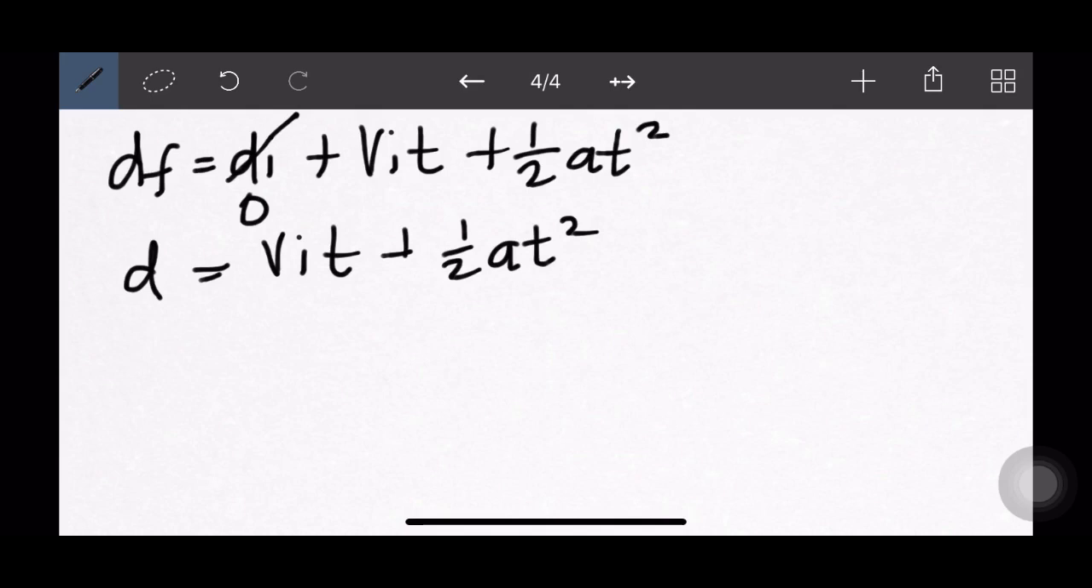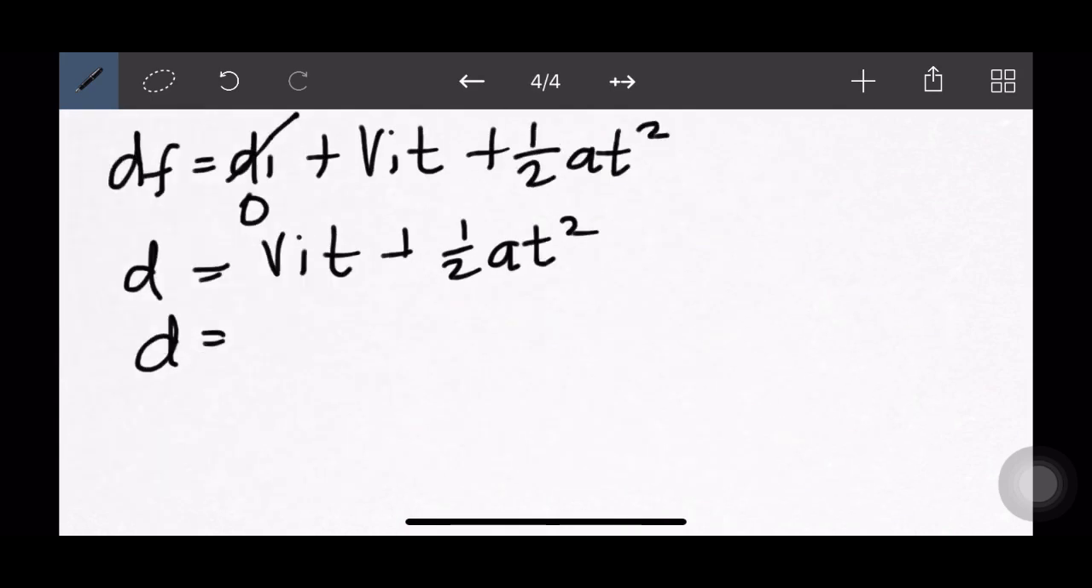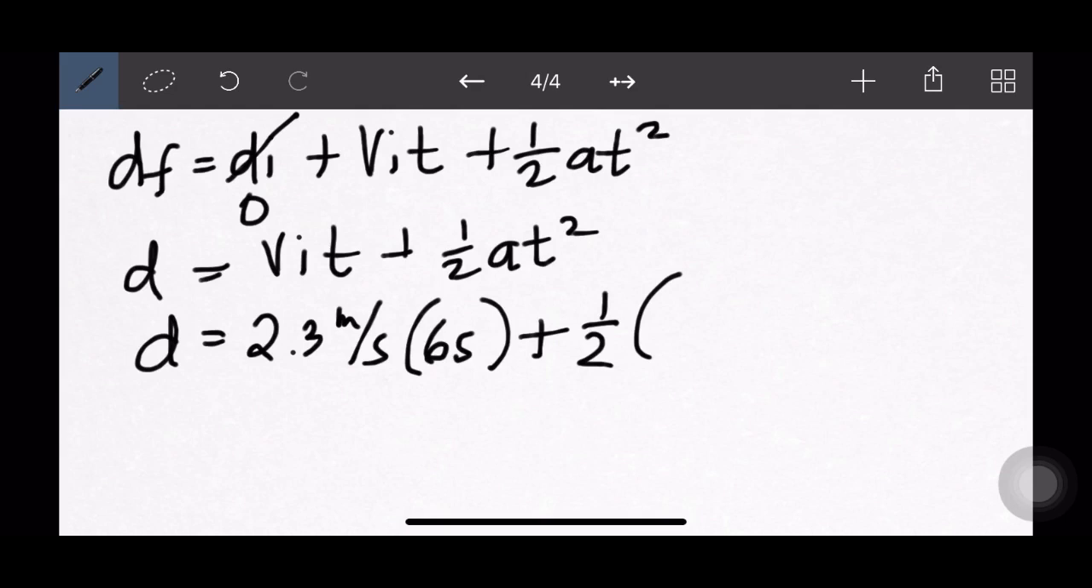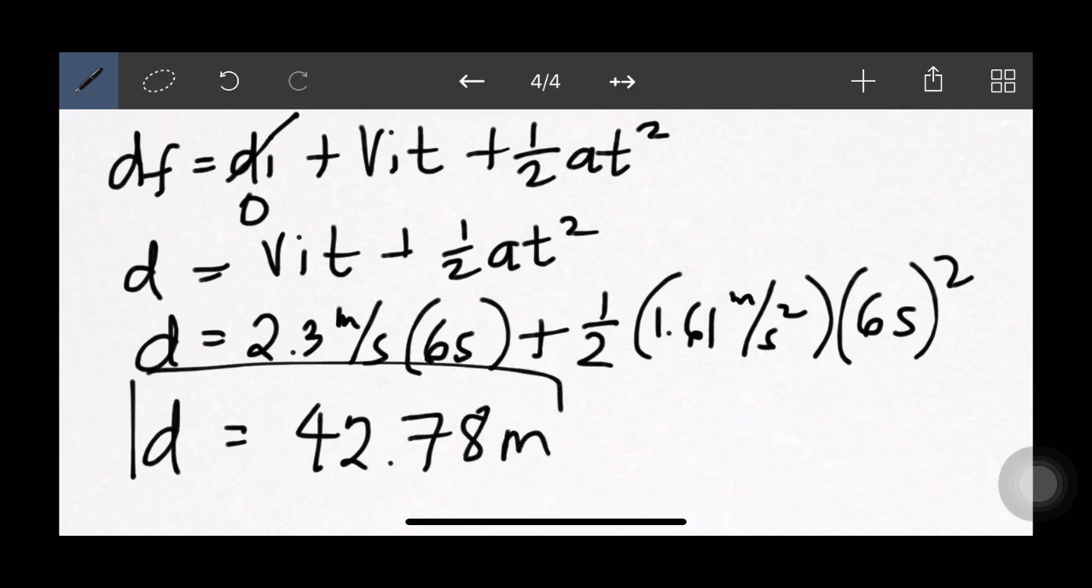vi is equal to 2.3 meters per second. The time is 6 seconds. 1/2 the acceleration, which was solved earlier, that's 1.61 meters per second squared, and then the time would be 6 seconds squared. So our position after 6 seconds is 42.78 meters.